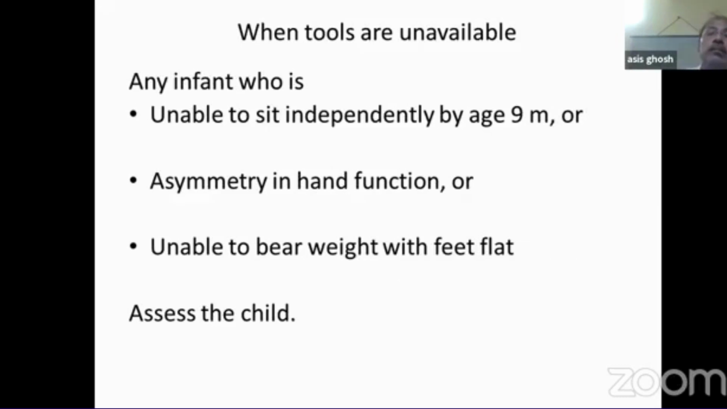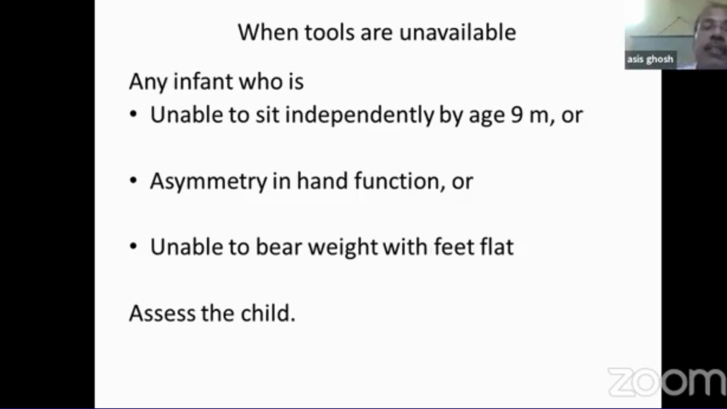Now, you are not in an ideal setup. Suppose you are not in an area where you have trained manpower, you are in a village and you are looking at a child who is 3 months old. What do you think? You cannot assess a child? Of course you can assess a child. You apply your basic knowledge of the child's tone and posture, and see what is happening in each posture. Generally, when there are no tools available, if you find a child is unable to sit independently by age 9 months, it's a doubt. You need to do a thorough assessment.